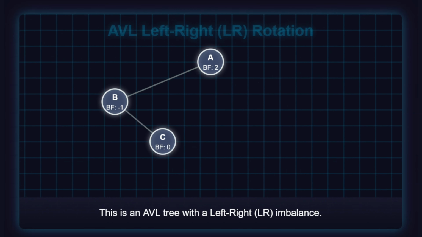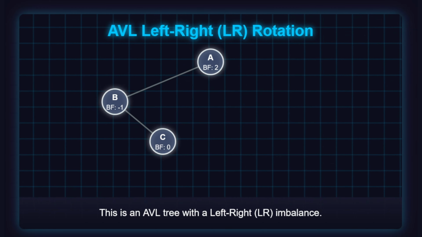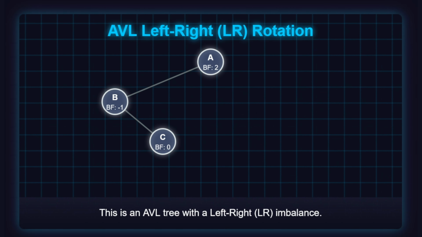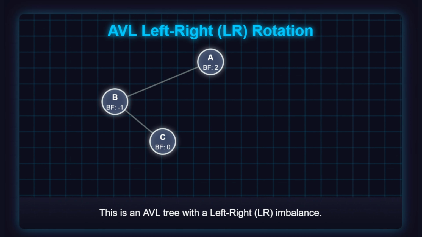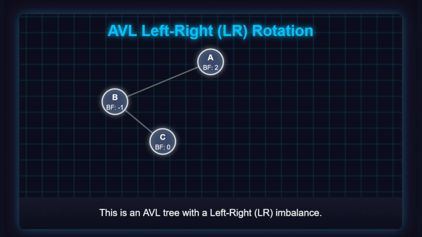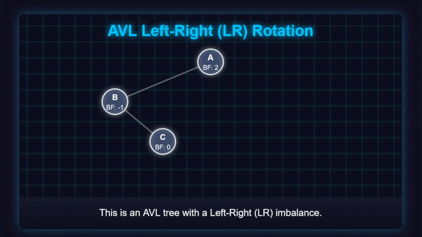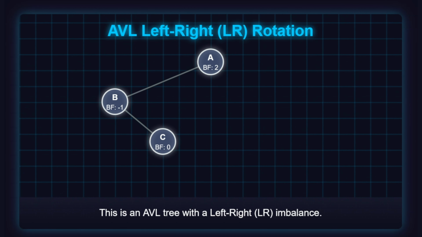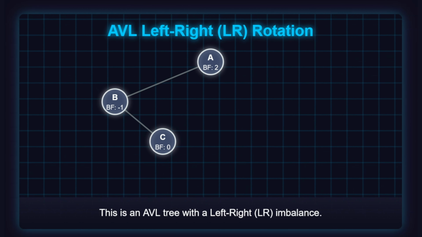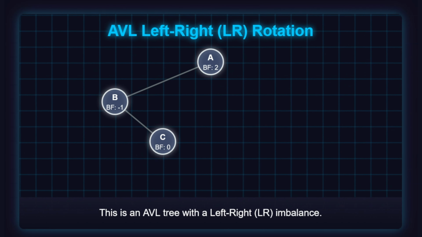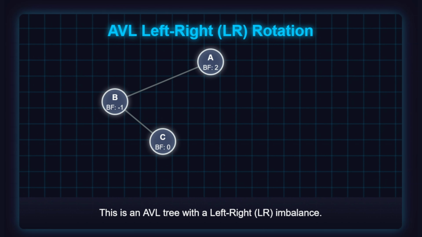Next, LR rotation. AVL left-right rotation. This is an AVL tree with a left-right LR imbalance. Node A is the root, with B as its left child and C as B's right child. Notice how the imbalance is on the right subtree of the left child.